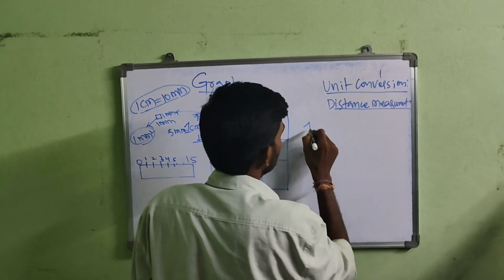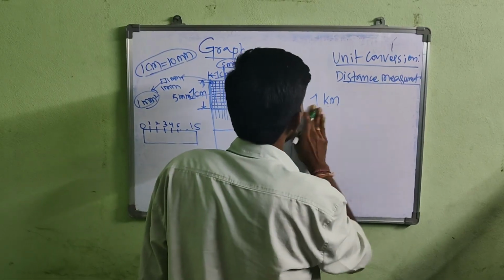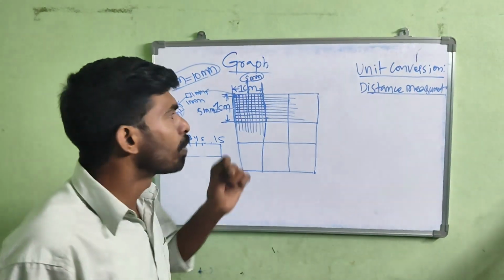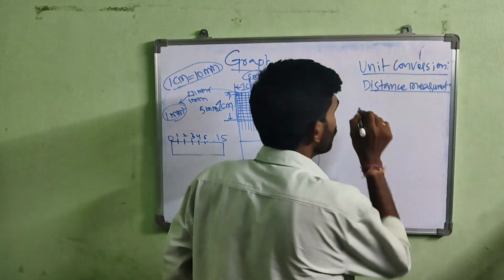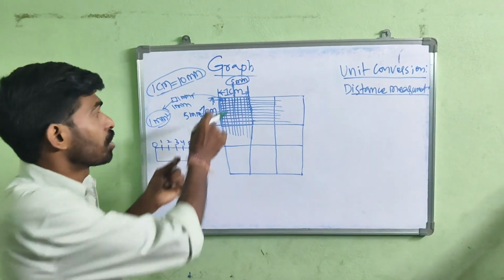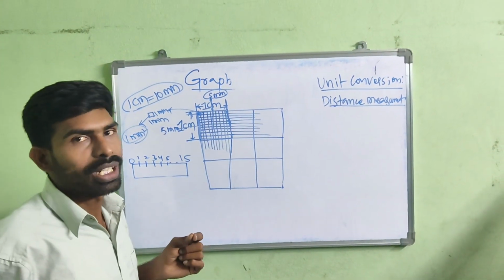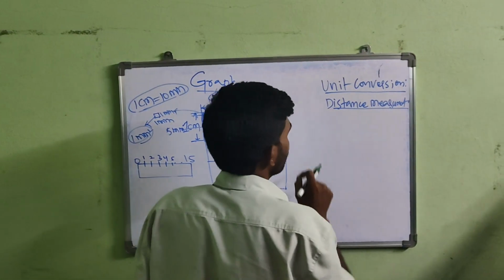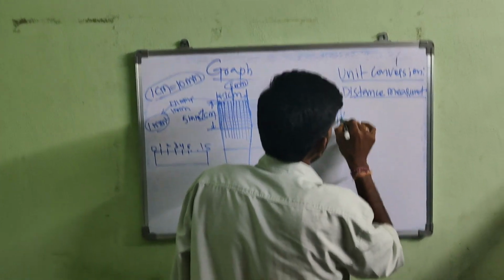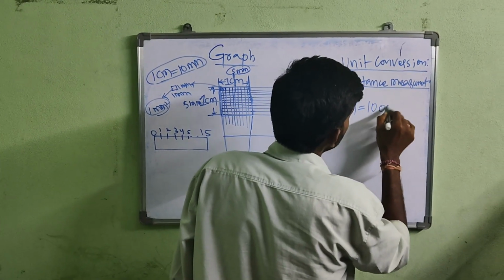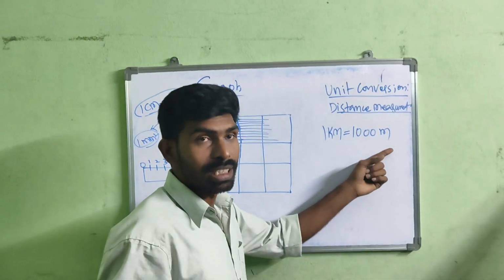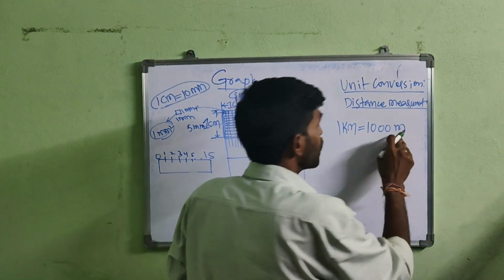Okay, now, the smallest unit in the measurement is millimeter. 1 millimeter is the smallest measurement of distance. The largest one is kilometer, we can say. 1 kilometer means 1000 meters. Okay, 1 kilometer is 1000 meters.